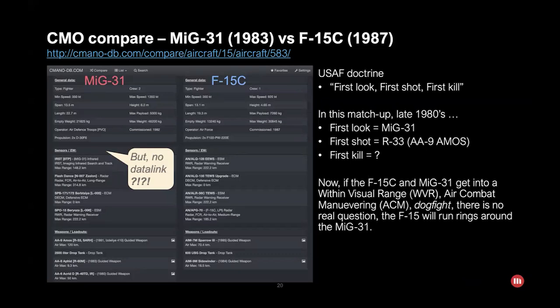The first shot is probably going to be the R-33, at least in 1983, 1987. The F-15 is going to be firing the AIM-7M. This is before AMRAAM comes in around 1991. So the first shot's probably going to be the R-33. Now, that said, if the F-15 closes to within maneuvering range, it's not going to be a contest. The MiG-31 is not going to dogfight the F-15.